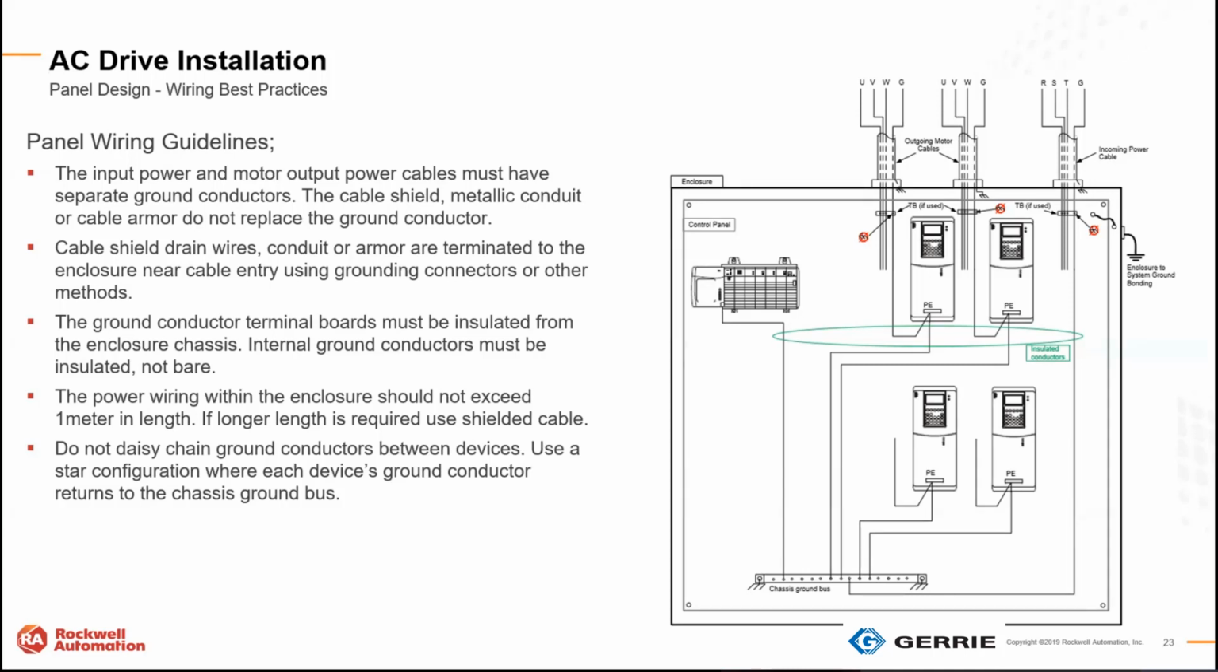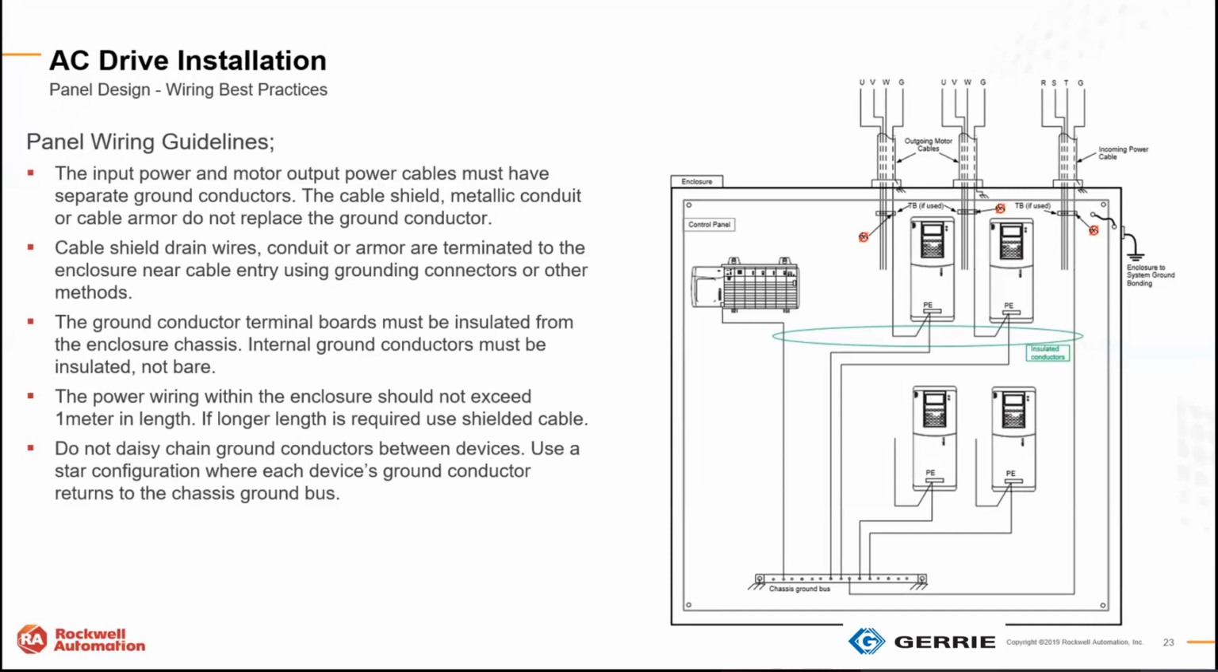Oftentimes we see a lot of different things, but one of the more common things is the outgoing motor cable leads coming to a terminal block first, with all the grounds being tied together there, and then a single ground conductor to each of the drives. We can run into problems doing it that way. We want to see each individual ground go back directly to the drive itself. The panel may look really neat by doing that, but we have run into issues by doing that.